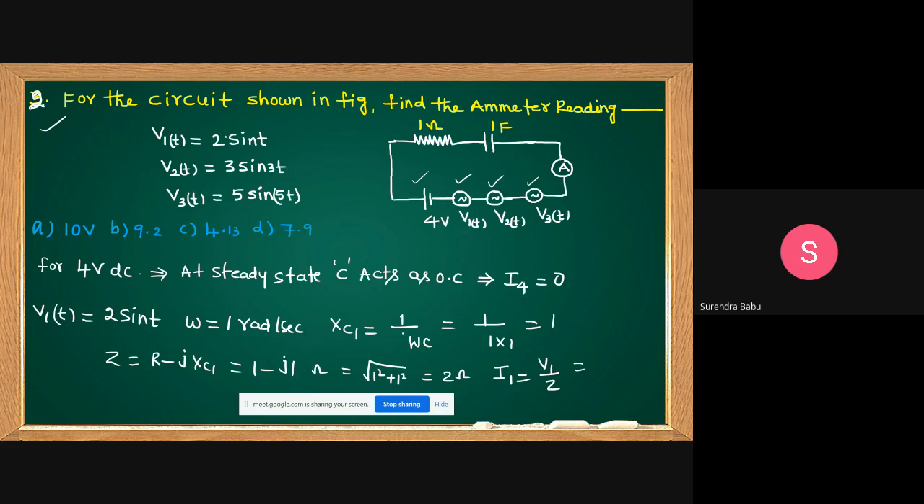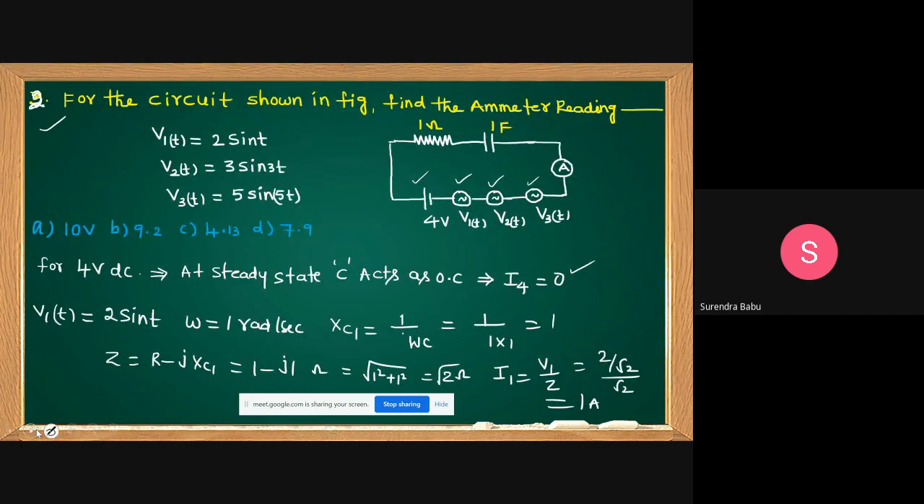V1, you substitute the RMS value, 2 by root 2. Z is how much? Root 2. 2 by root 2 by root 2. How much can you get, friends? 1 ampere. That means in this circuit, if V1 of t is connected, the current is 1 ampere. If 4 volts is connected, the current in this circuit is 0. Like that, for every source you can calculate the current. Then finally you find the ammeter reading. Clear, friends?